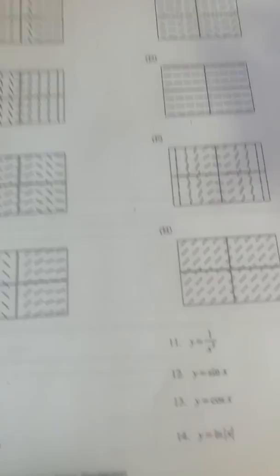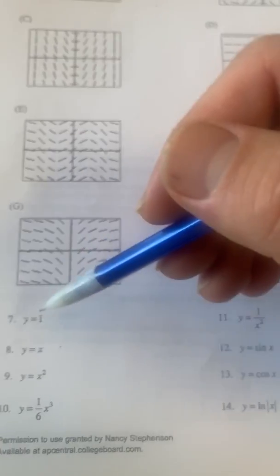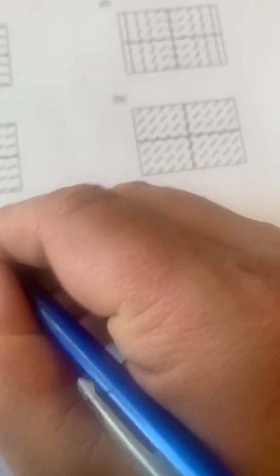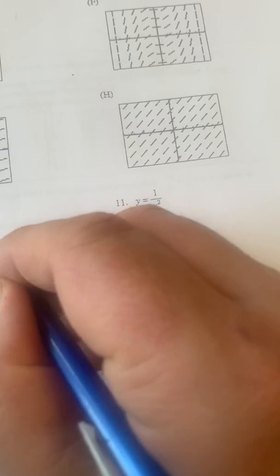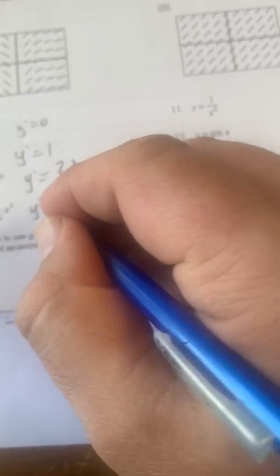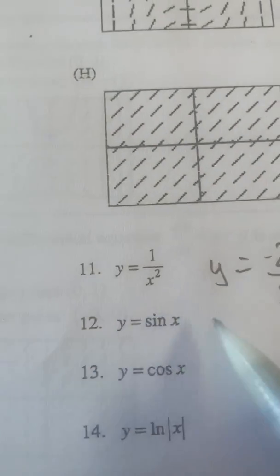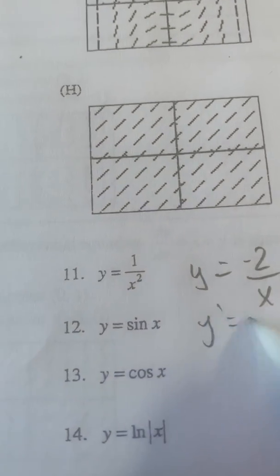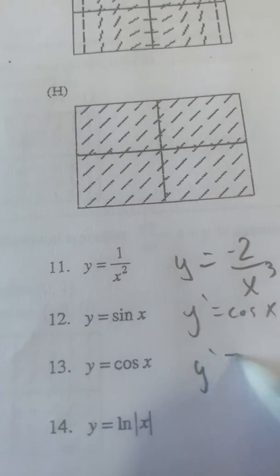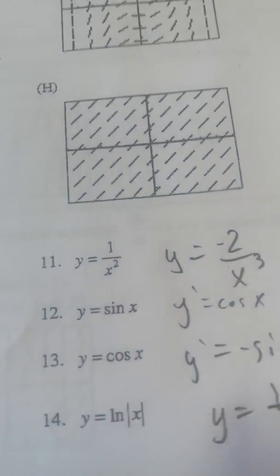Here it says we've got to match up these equations with these slopes. The key here is these are slope fields, so these need to be slopes. So if I were to take the derivative of each of these, then it would be easier to match up. And y equals what? -2 over x cubed. y equals sine of x, so y prime equals cosine of x. y prime equals -sine of x. y equals 1 over x, and so on and so forth.